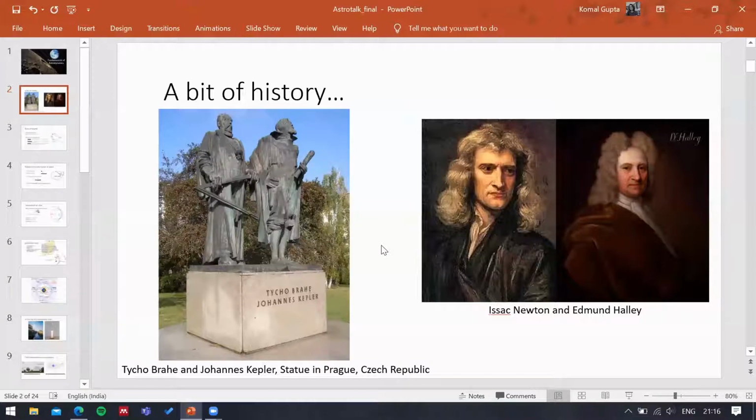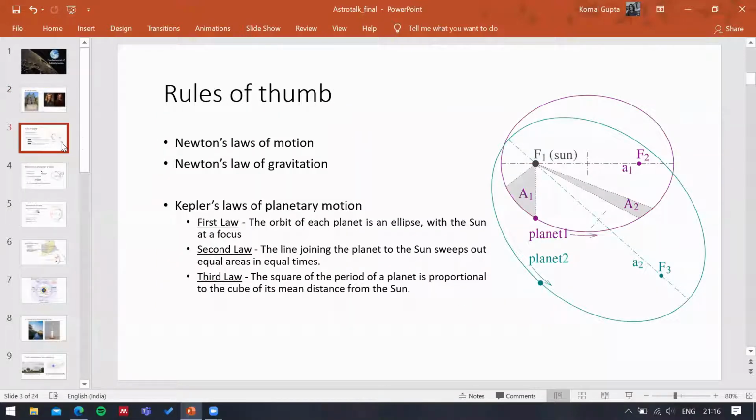It wasn't until 1685 that Halley, the same Halley who discovered Halley's Comet, encouraged Newton to publish his explanations of planetary motion. And it finally appeared in 1687 as the Principia, or the Mathematical Principles of Natural Philosophy in English. Now, what are the basic principles that these people came up with?